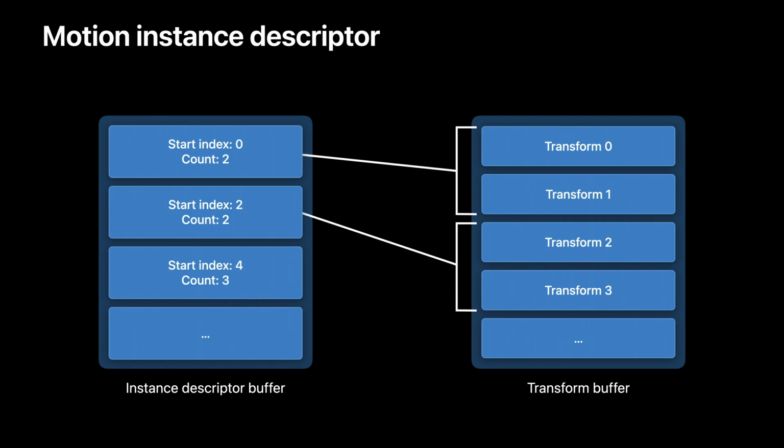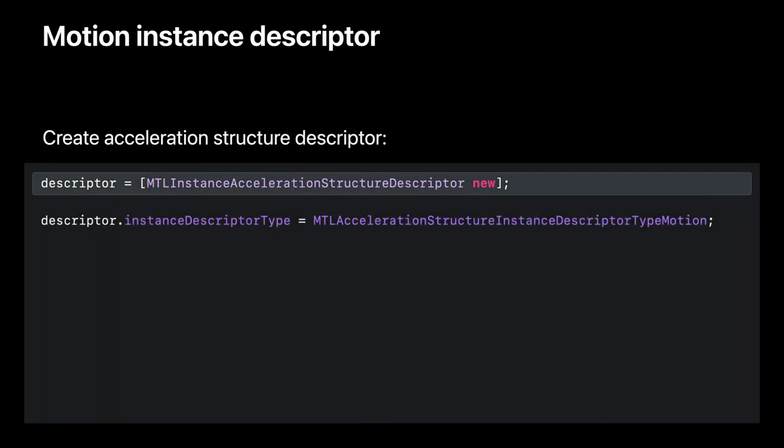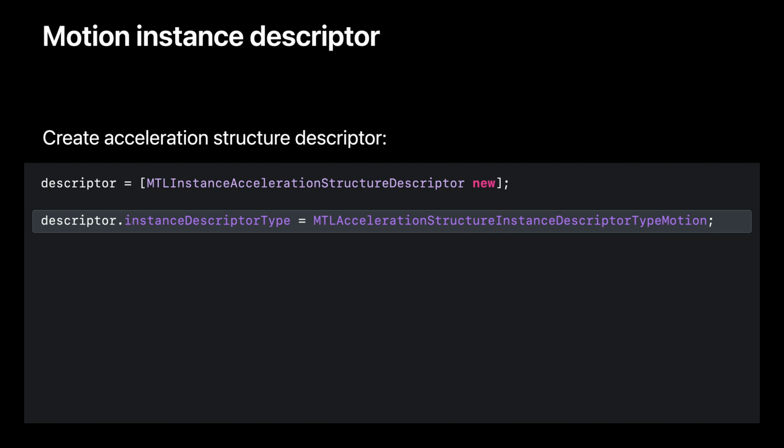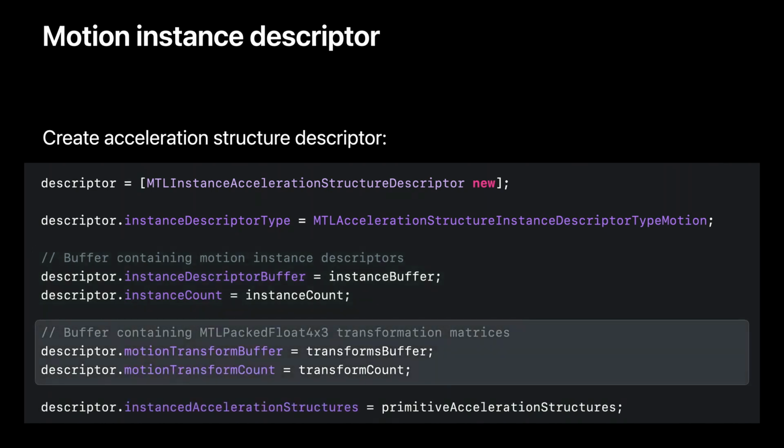Let's see how to set up an instance descriptor with the new motion instance descriptor type. We start by creating the usual instance acceleration structure descriptor. We then specify we're using the new motion instance descriptor type. Then, we specify the instance descriptor buffer that contains the motion instance descriptor. Finally, we'll need to bind the transforms buffer containing the transformation matrix for each keyframe. The remaining properties are the same as any other instance acceleration structure, and we can build it like any other acceleration structure as well.